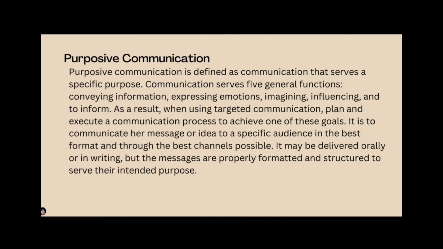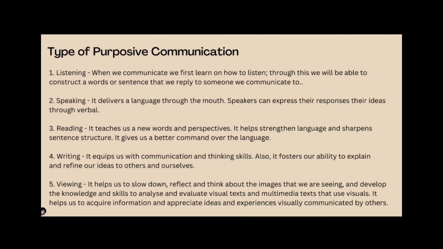So when we communicate with people, we need to plan and execute on how you can satisfy one of the 5 functions so that you know better how you can convey the information in the best way possible. Additionally, there are only 2 ways, orally, which is verbal, and writing, which is nonverbal. So let's go to the types of purposive communication.